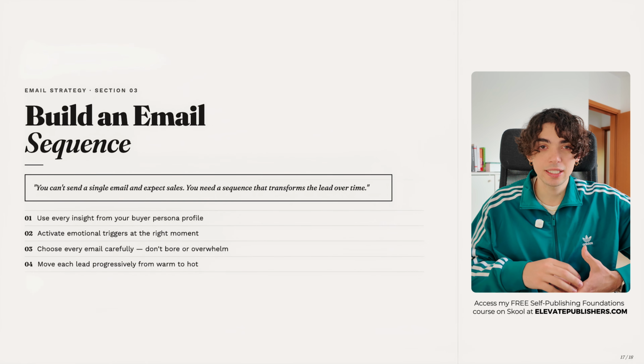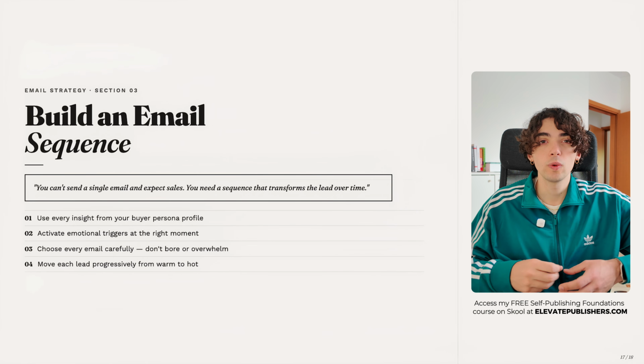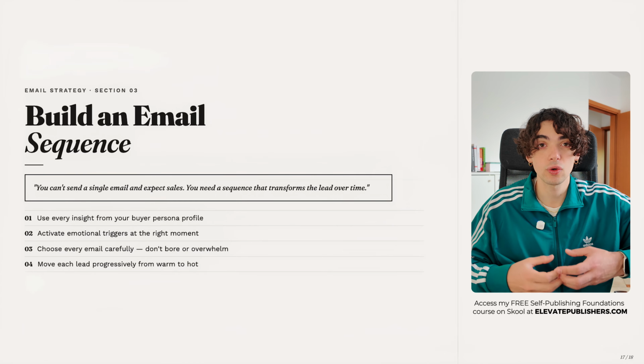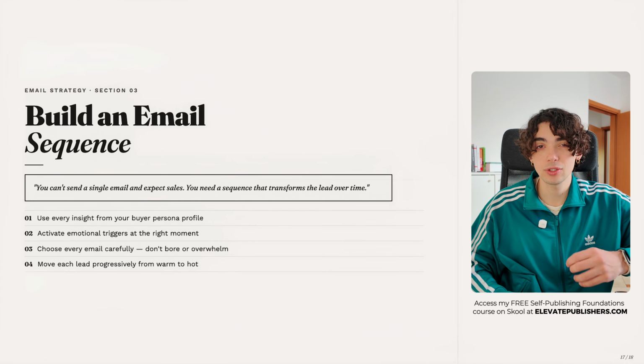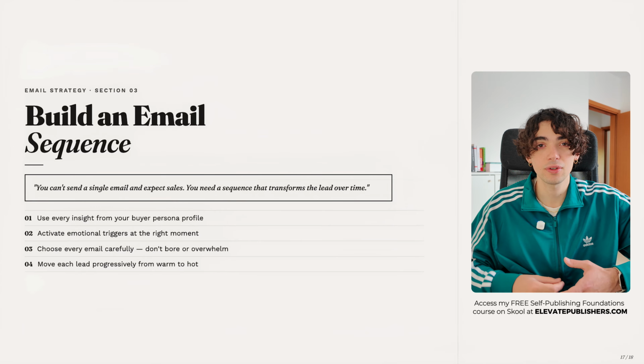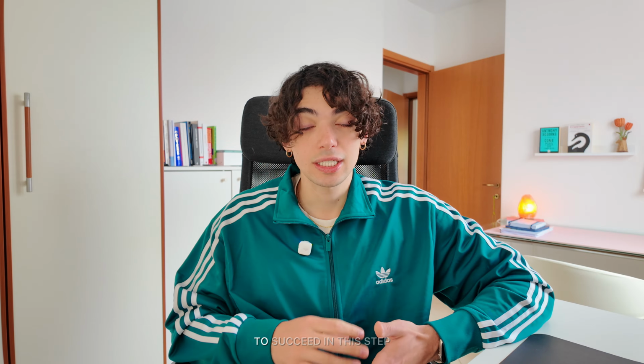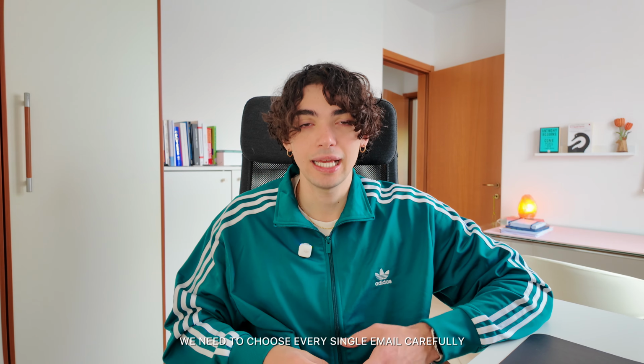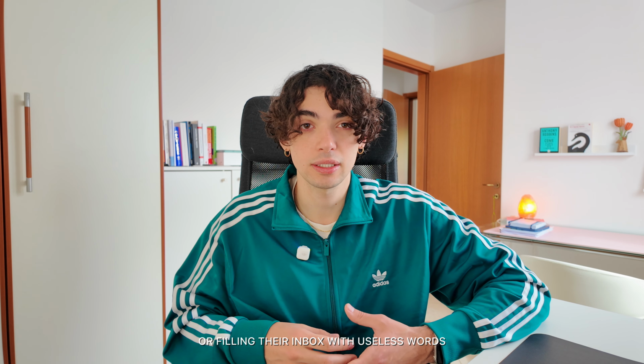To transform leads from warm to hot, we need to create an email sequence that helps us reach the conversion over time, and to do that, we have to use all the information we gathered from the buyer persona profiling. To succeed in this step, we need to choose every single email carefully and strategically, so we don't waste the lead by boring them or filling their inbox with useless words they'll never read.